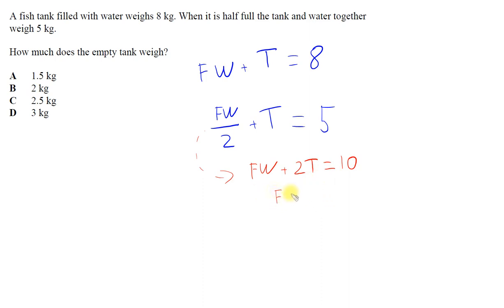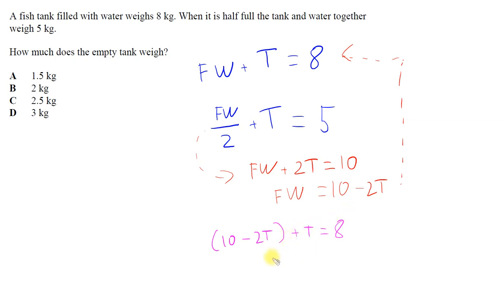So what we'll be left with is FW, the positive 2t and the negative 2t cancelled out here, and on the right side we have 10 minus 2t. Now we can substitute what we found from here right back into the first equation that we found. And what that will lead us to is, again, another expression where we've replaced FW with 10 minus 2t. So instead of FW, we'll write 10 minus 2t, and then the rest of the equation, so plus t equals 8.